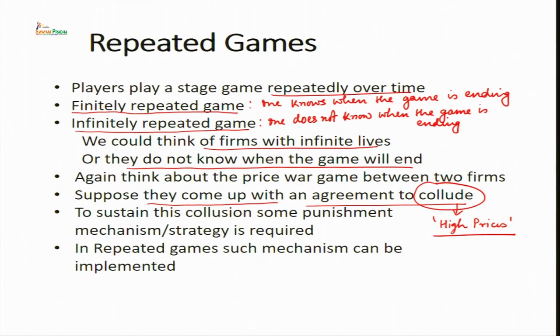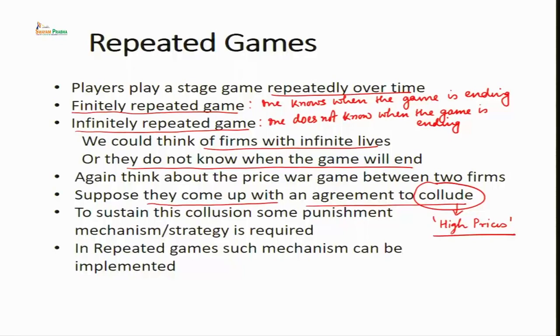Then the question is what is stopping any one of them from breaching that agreement of collusion. Okay. They may breach any time. Suppose they have decided to keep some price, but then any one of them may think that if I breach this agreement, I can get more benefit. Okay. So, this threat is always there. What is keeping these players from breaching this agreement? The idea is how to sustain this collusion. Okay. To sustain this collusion, there should be some punishment mechanism or strategy. Okay. Repeated games have such mechanisms that we will discuss.